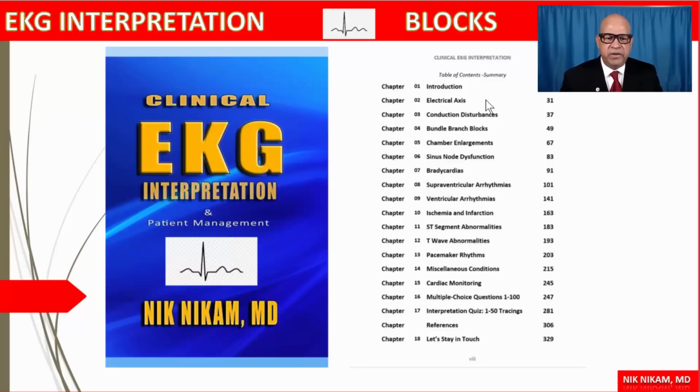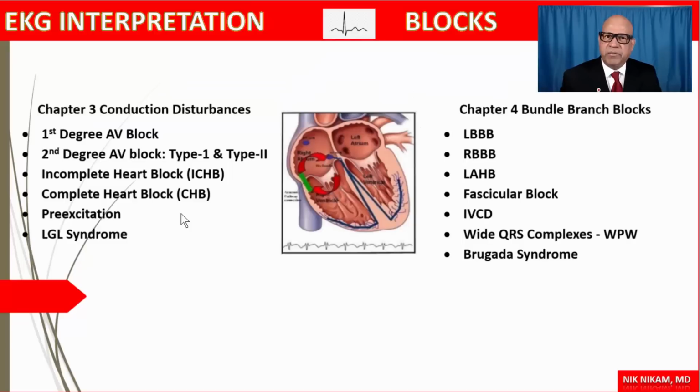In this presentation, we are going to cover conduction disturbances and bundle branch blocks. So let us begin. In this presentation, we are going to be covering various degrees of AV block, high-grade AV block, complete heart block, and pre-excitation. Later on, we'll be talking about chapter 4, which includes various types of bundle branch blocks.